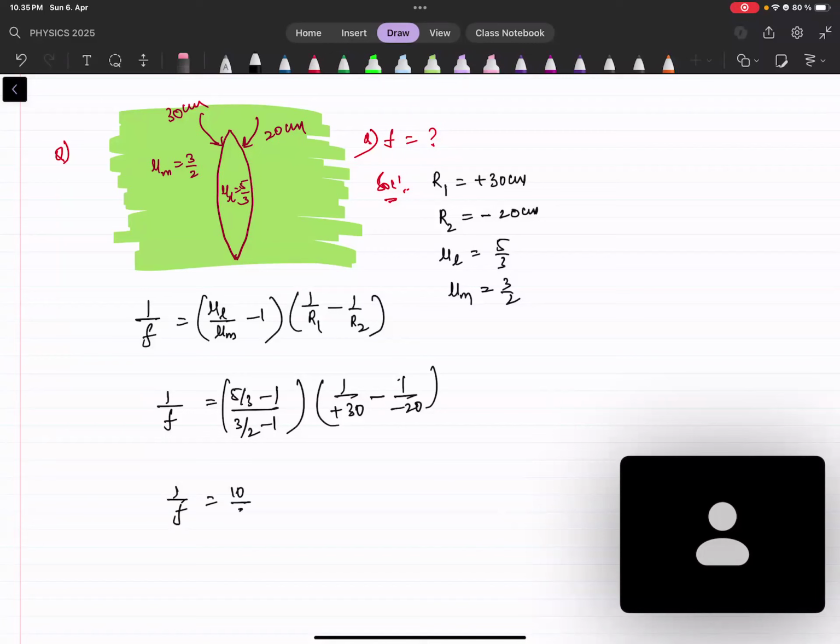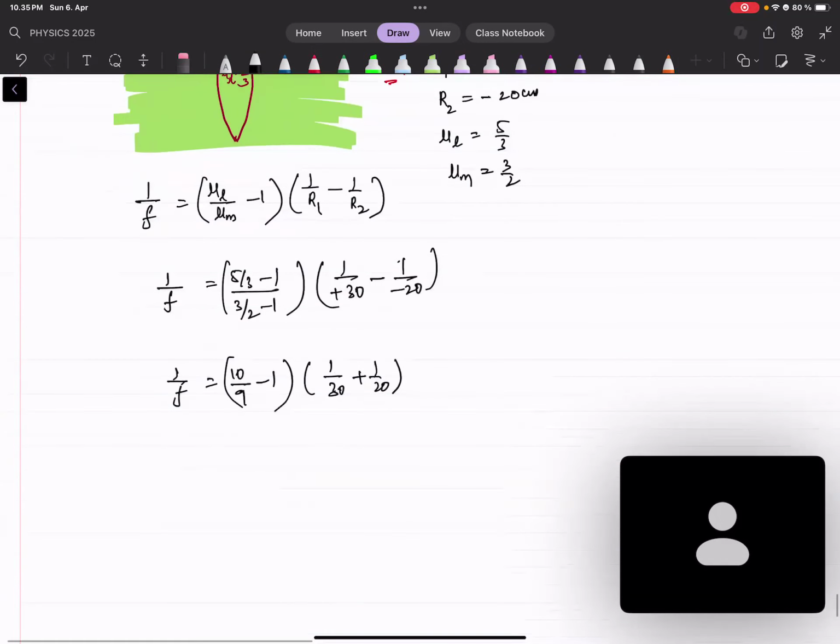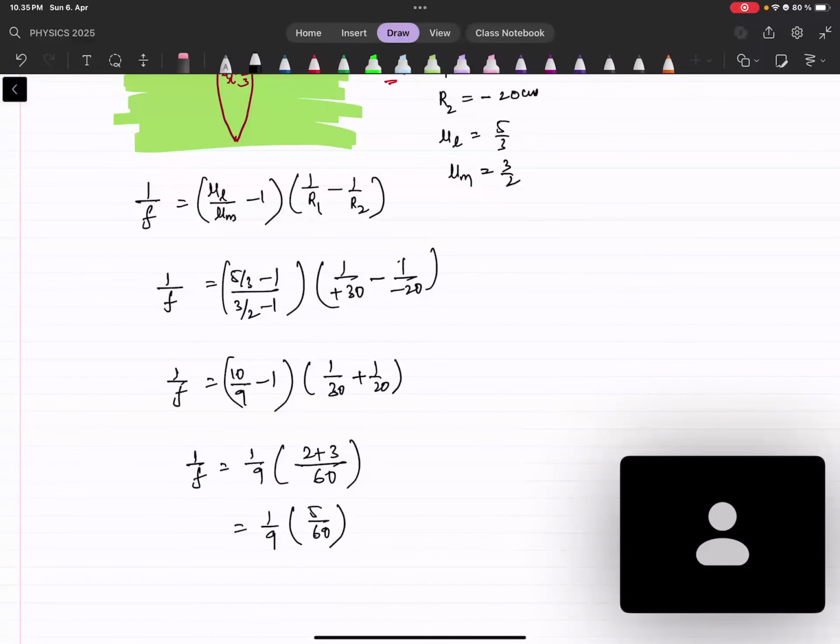That is equal to 5 by 3 minus 1 divided by 3 by 2 minus 1, into 1 by R1, which is plus 30, minus 1 by minus 20. So 1 by F is equal to how much am I getting, beta? 5 twos are 10, 3 threes are 9. 10 by 9 minus 1, into 1 by 30 plus 1 by 20. Okay, so 1 by F is equal to 10 by 9 minus 1, which is how much, beta? 1 by 9, into what will the LCM be? 60. This will be 2 plus 3. So it is 1 by 9 into 5 by 60. So that is equal to 1 by 9 into 1 by 12.